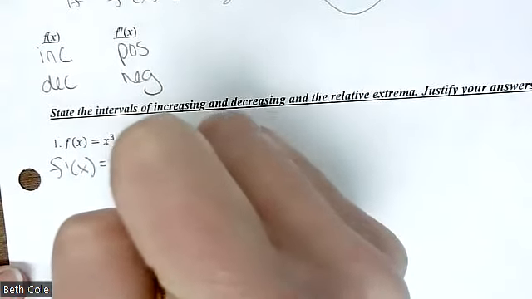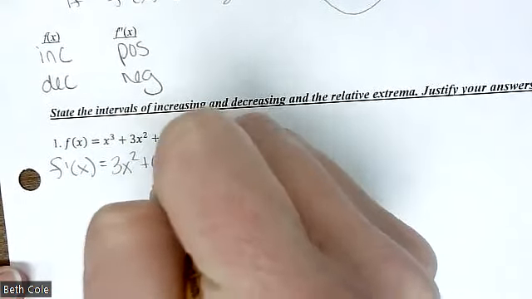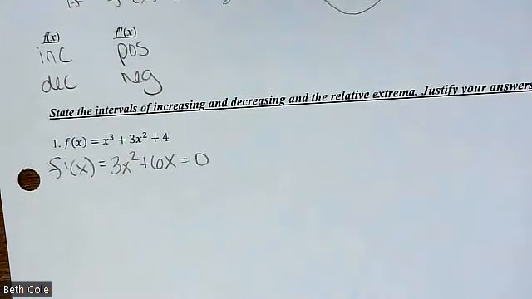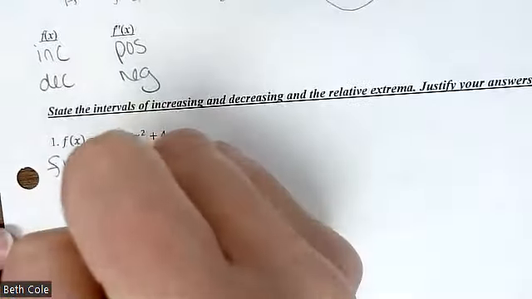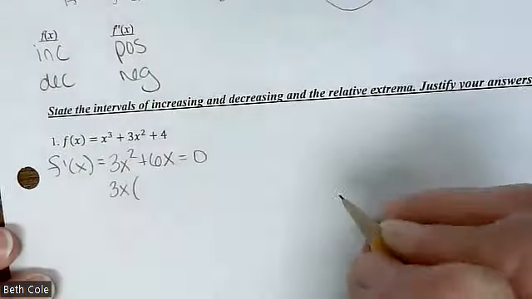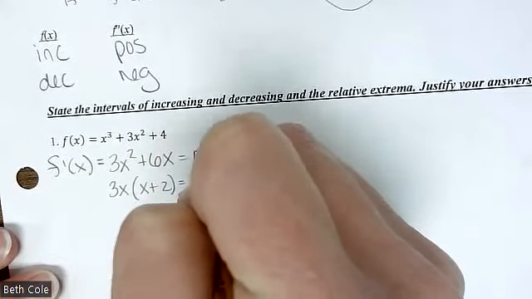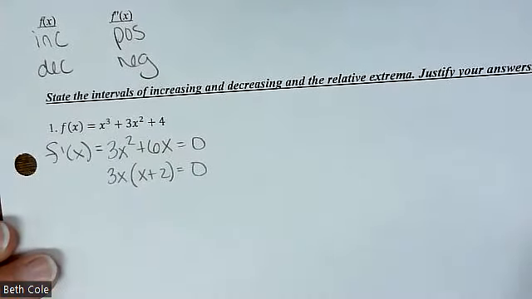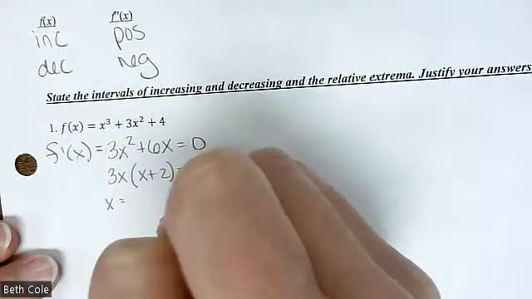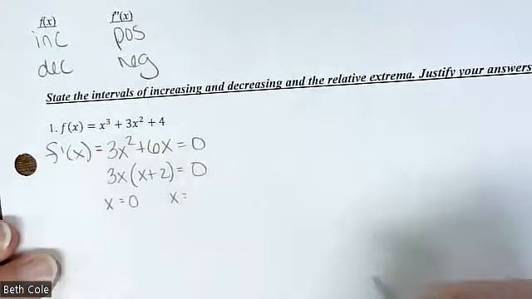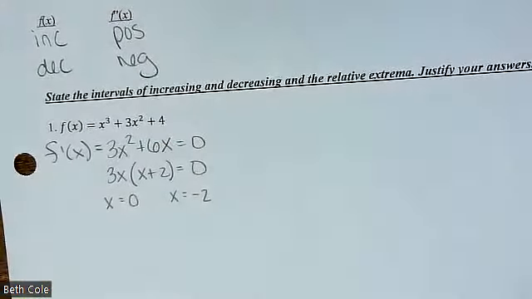Good. 3x squared plus 6x. Good. We're going to set that equal to 0 so we can get our critical points. What algebra would you do there? Like, right, factor out. Good. That would leave you with x plus 2. And so what are your two critical points? 0 and -2. So those are your critical points. If you get asked for the critical points, that's those.